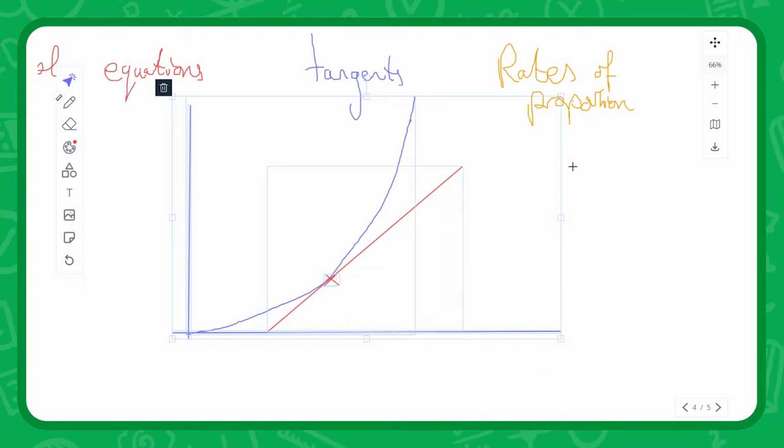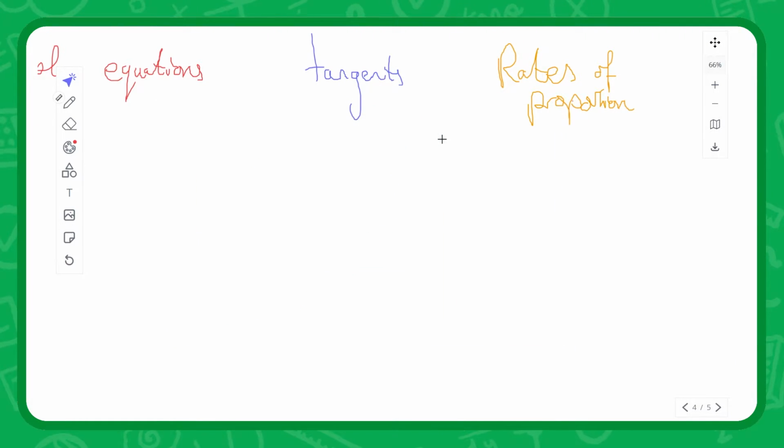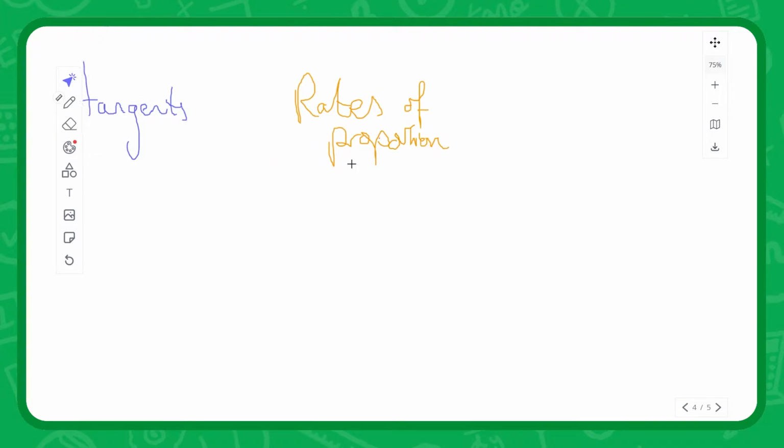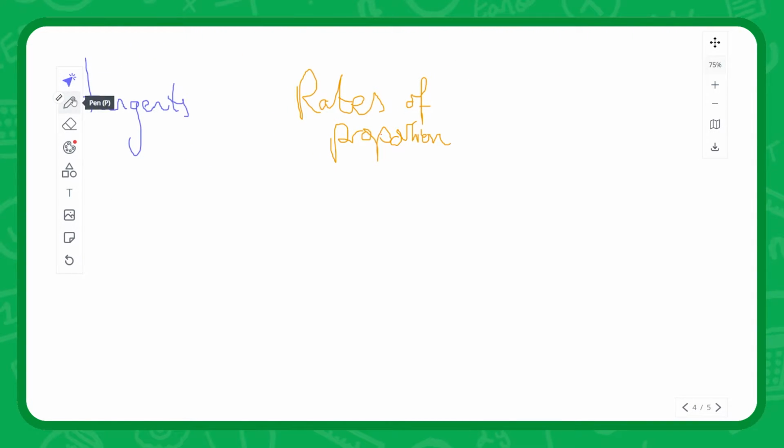The last one here we have is rates of proportion, which is a way of, rather than using graphs, instead talking directly about the equations that link two pieces of data.